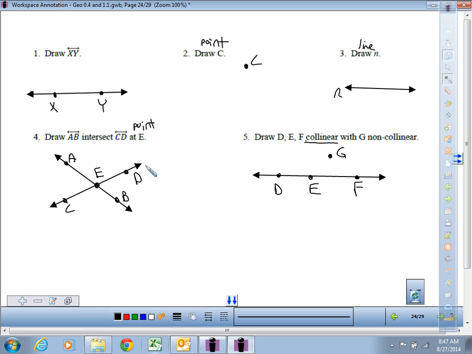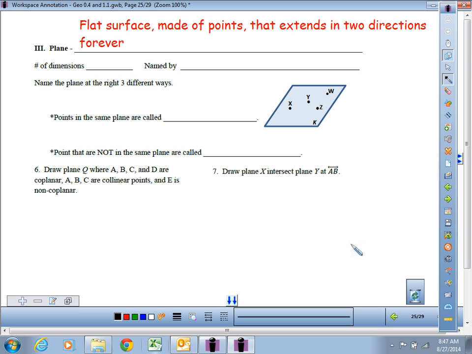All right, so we will draw these, and you will be quizzed over those as well. All right, a plane. Again, you can pause the video right now. Get the definition down so you're ready to go.